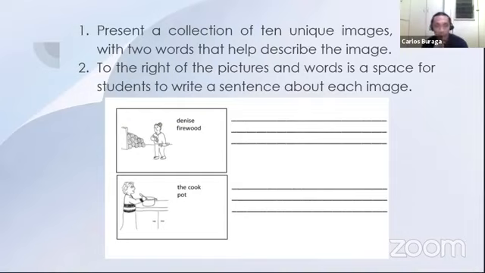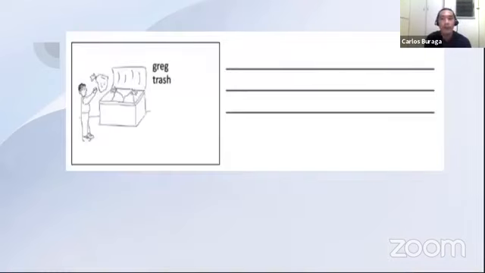Okay? If the students do not have experience with feature word prompts, si teacher pwede niyang i-introduce sa bata. Okay? At pwede niyang i-model kung paano gamitin ang images and words to write a sentence. Okay? The teacher can set a timer for himself and perform a think aloud while writing the feature word prompt. For example, during the modeling, the teacher can say, here is a picture of a man throwing away trash. There are two words to help me write a sentence.